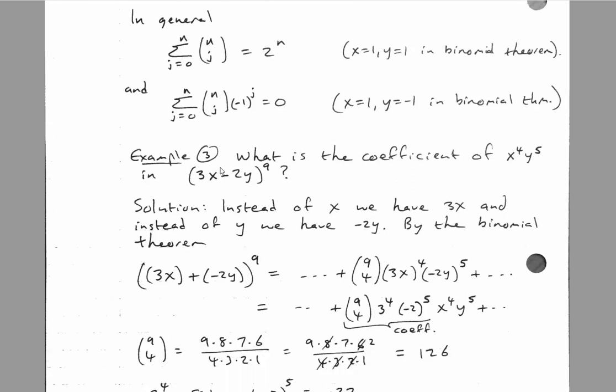Okay, but going back to our applications of the theorem, example 3: what is the coefficient of x to the power 4, y to the power 5 in this more complicated binomial power? Okay, so the power is 9. Instead of x plus y, we have 3x minus 2y.